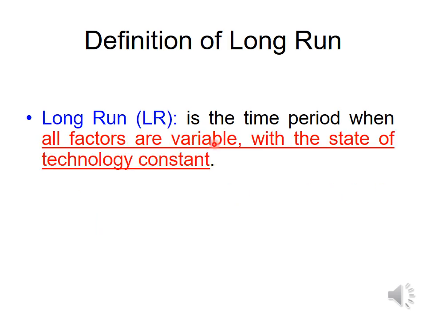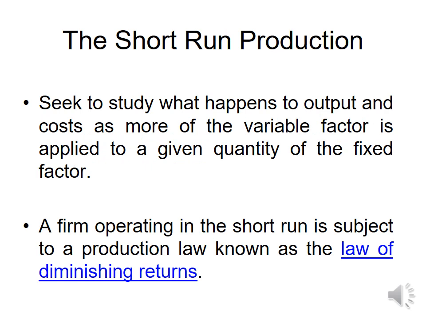Now long run in comparison means all input factors are variable. You can change anything, of course with the state of technology constant. So within that, all input factors are variable. You can change all your input factors as a producer or a seller. So this is how we differentiate between a short period of time where you have at least one input factor that is fixed, and long run where all input factors are variable. So we're going to study what happens in the short run when one factor is fixed and what happens to the output and cost of the firm.